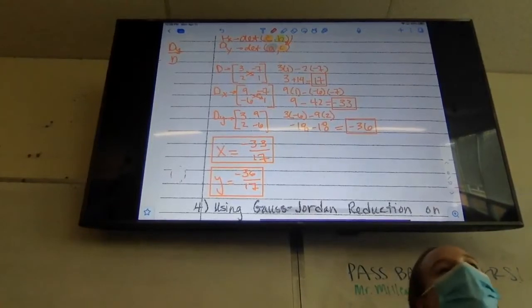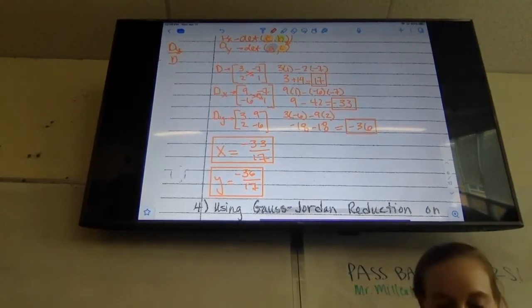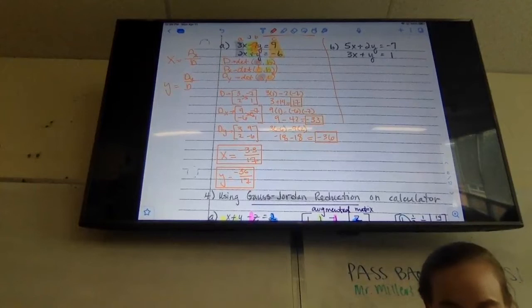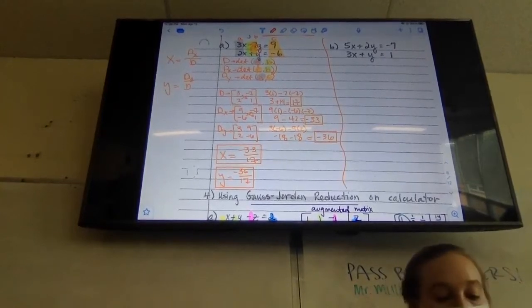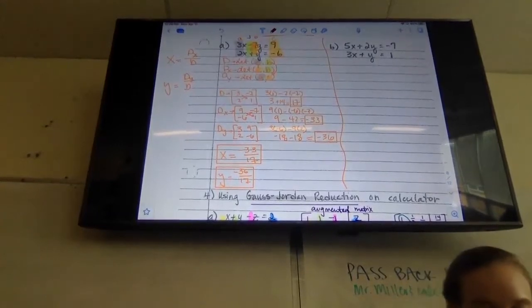So the hardest part is finding those three little matrices, but you guys know how to do determinants. We're good at that. And you can divide two numbers. You're also good at that. Okay, why don't we try letter B? Same idea. I'm going to do it so you can watch me, but I'm going to be quiet and I want you to do it on your own.